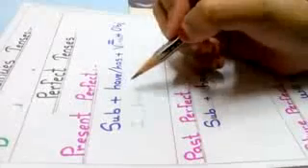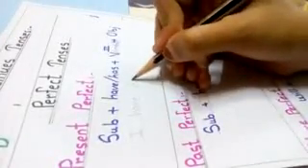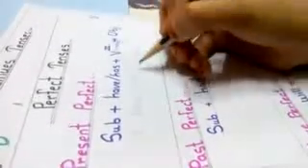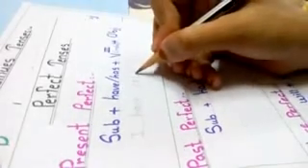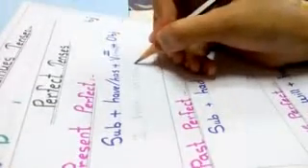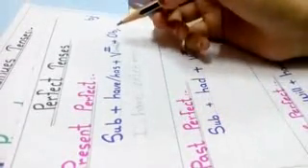Okay, so subject is I, have. Why am I using have? Because I, you, we, they. For I, you, we, they, we will use have, and for he, she, it, I will use has. I have eaten. Eat will turn into, what is the past participle form of eat? Eaten. Plus object, that is mango. I have eaten mango.